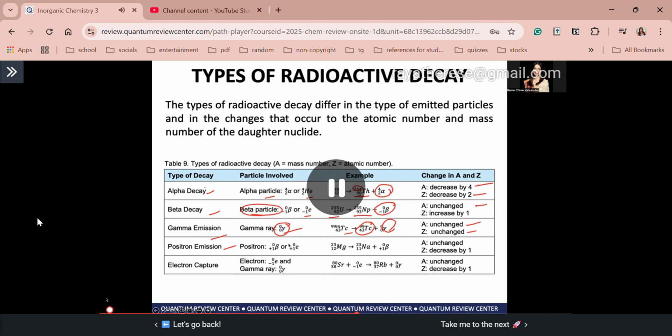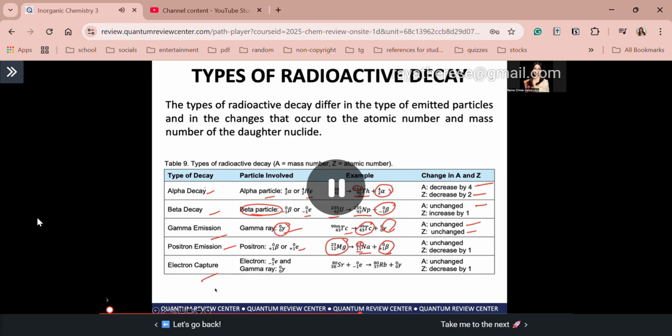Ito yung form niya, 0 plus 1 beta or 0 plus 1 electron. An example of this is the positron emission for the magnesium atom, magnesium-23, okay? As you can see, may positron na na-emit. Okay? And a daughter nuclide, sodium-23 is formed. Compare natin siya with the original nuclide. Yung A niya, or yung mass number niya ay hindi nagbago. But its atomic number decreased by 1 compared to magnesium.